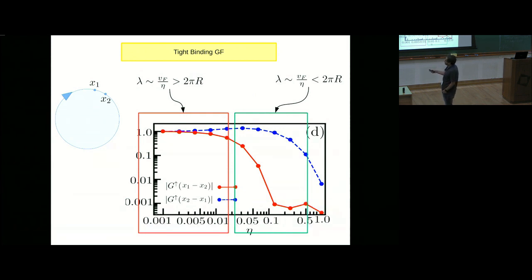When the lifetime is large, or should I say small? Small. So eta is large, the lifetime is small. And the mean free path, if you wish, is smaller than 2 pi r, then this state cannot come back, and essentially you see this very chiral behavior that the Green's function can only connect in one direction, not the other direction.